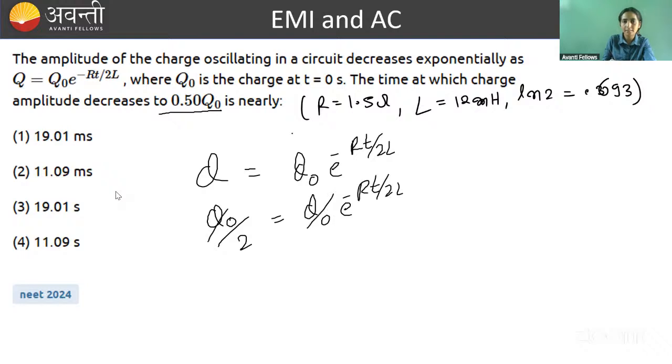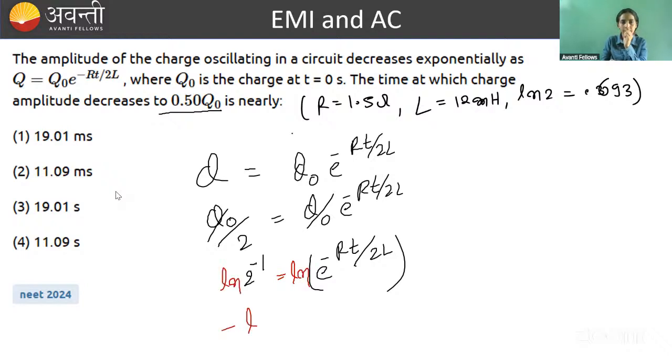This will get cancelled. So this is 2 to the power minus 1 equal to e to the power minus RT by 12. Take ln on both sides. So on this side also, I am going to take ln on both sides. ln function I'm taking on both sides. So ln here and also ln here. So this will become minus ln2.